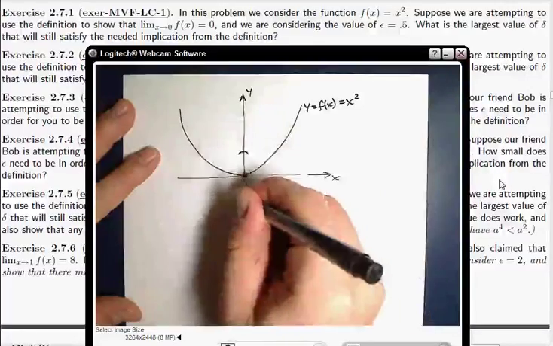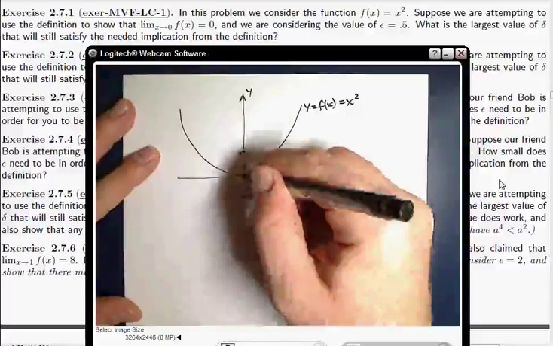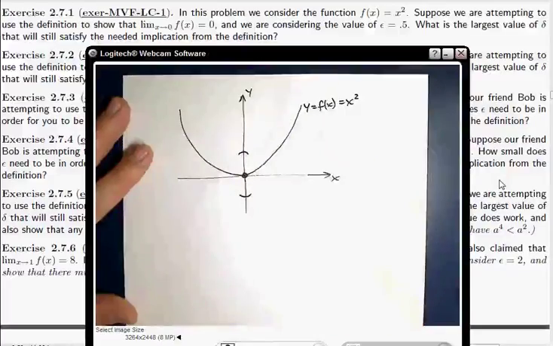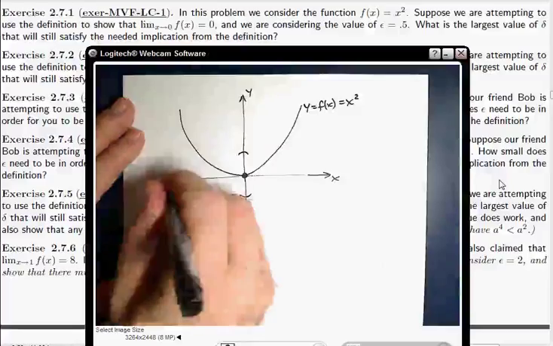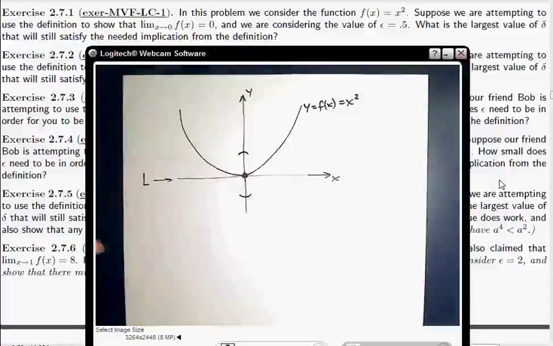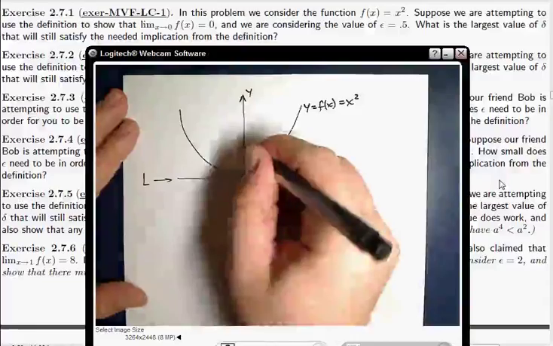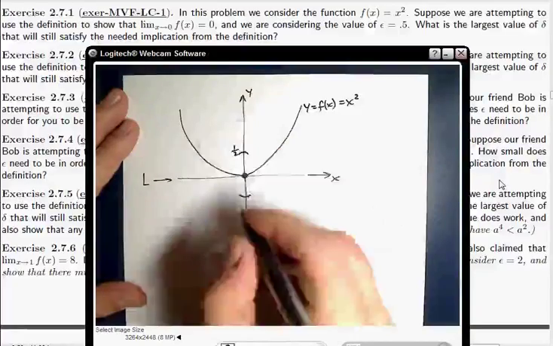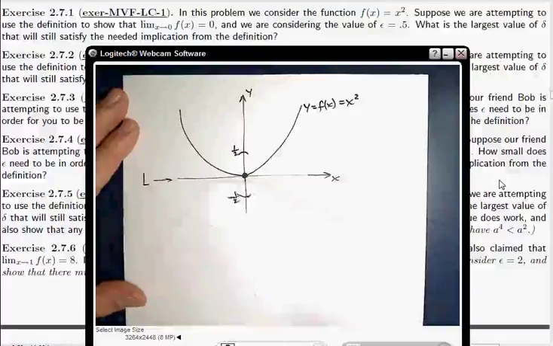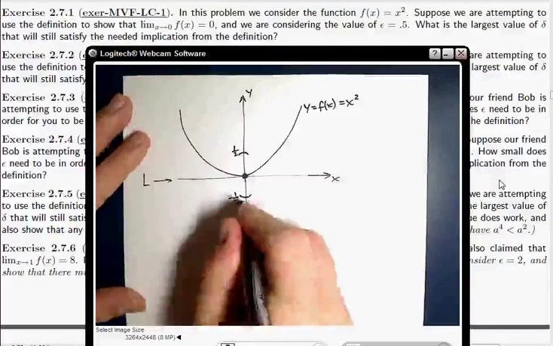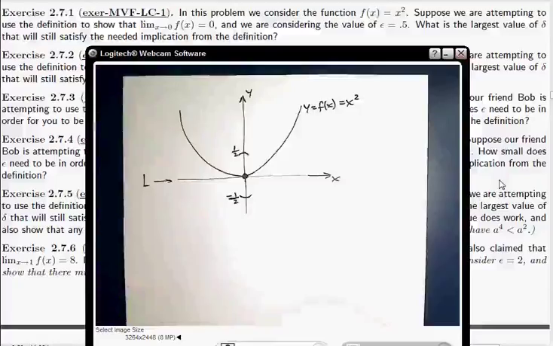So here is a little interval of radius epsilon around L. So L is equal to 0. And this is, of course, 1/2. And this is negative 1/2.